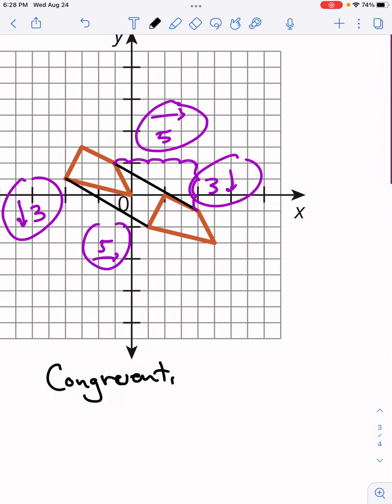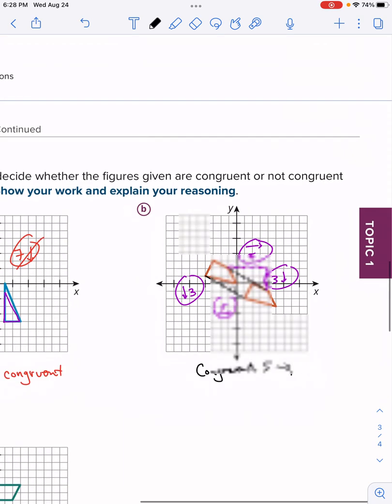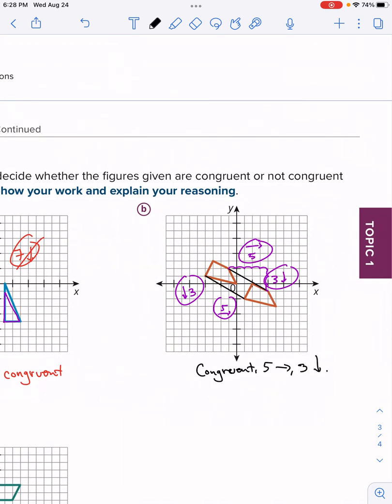And the reason is because they are all moved, and we'll just put this in shorthand, 5 right, 3 down. All right, great, almost done. Let's get to that next one.